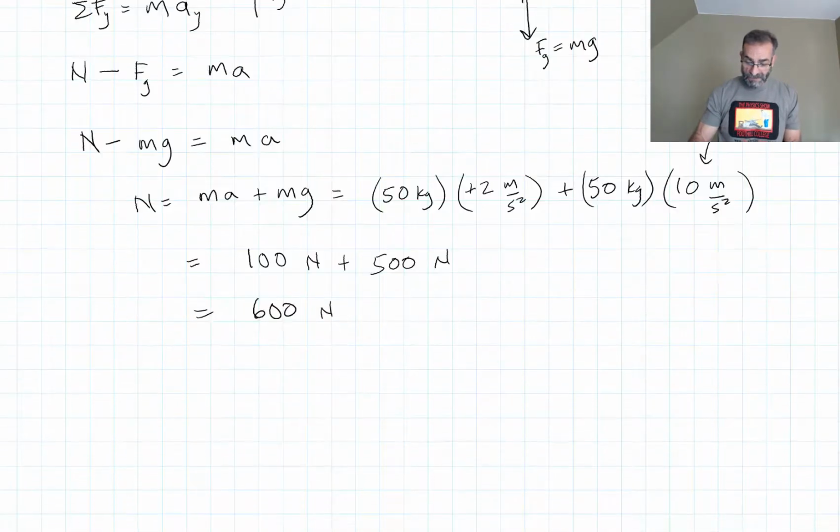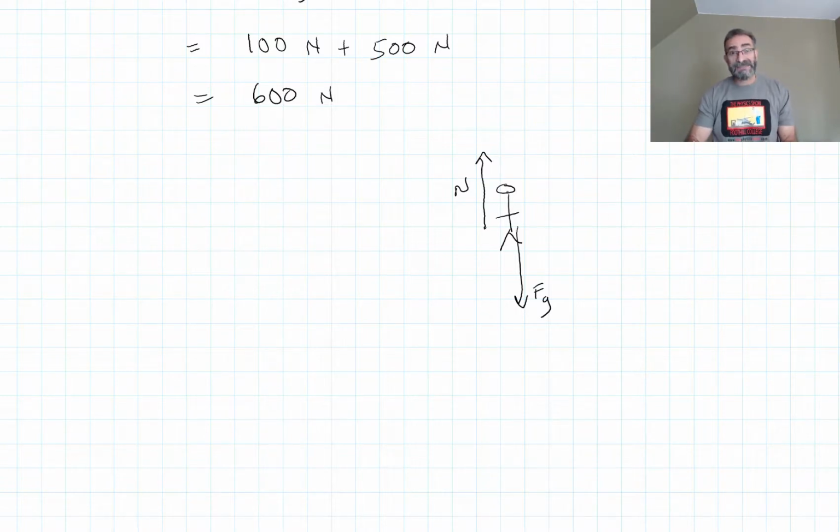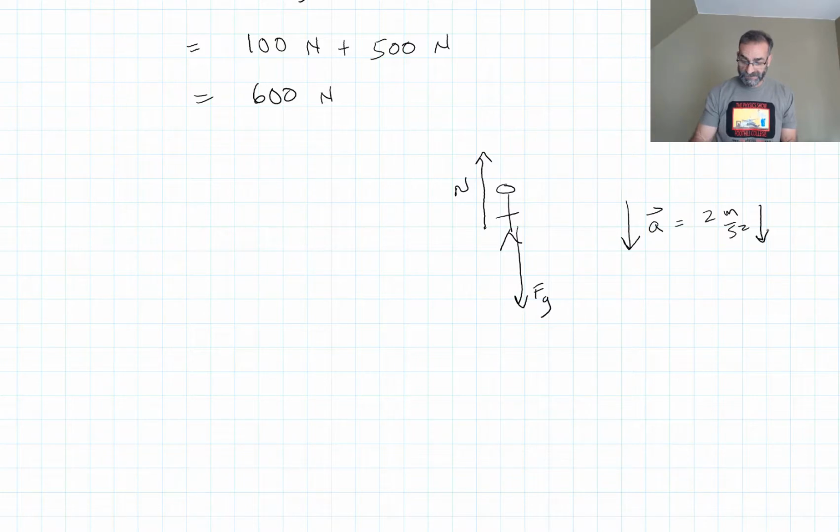Well, we've got the same free body diagram, right? Gravity and a normal force. But this time we know the normal force has to be less than the force of gravity because we have to be left with a net force that's in the same direction as our acceleration. Let's make it 2 meters per second squared in the downward direction. So I've drawn my free body diagram.